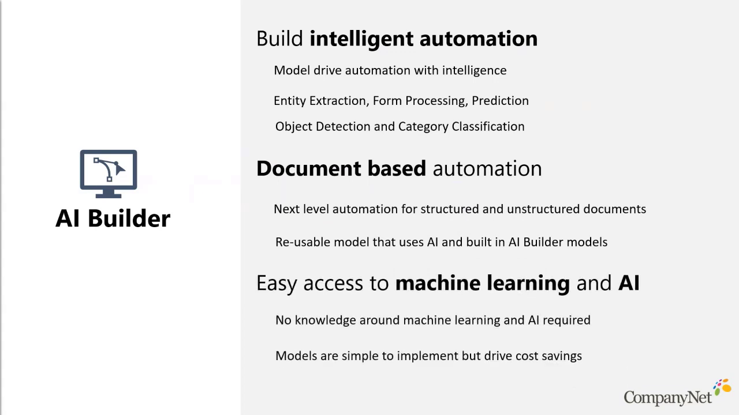So document-based automation as well. This is primarily what I'll show you in the demonstration. It allows you some next level automation for structured and unstructured documents, reusable models that use AI and built-in AI Builder models, which I've discussed already. There's a preview element of this as well, which is taking the models that already exist and building a program around it. So you've got things where you're processing forms, but then you're also doing some classification of that information, and then extracting entities from that.